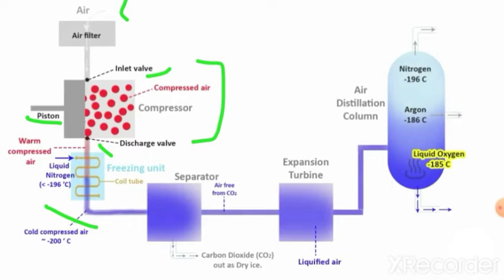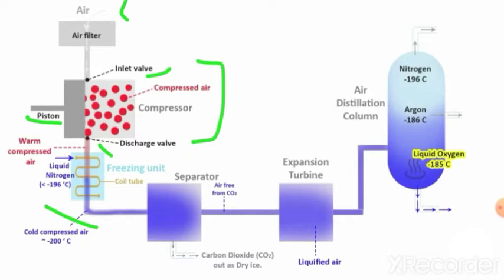Now this freezing unit contains a heat exchanger. What are heat exchangers? Heat exchangers are nothing but equipment which exchanges heat. If we want to cool something or heat something up, then we use a heat exchanger in an industry. As a refrigerant we can use either liquid nitrogen or liquid ammonia, as per the requirement and availability of the industry.